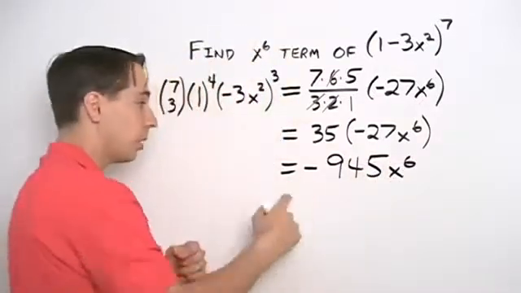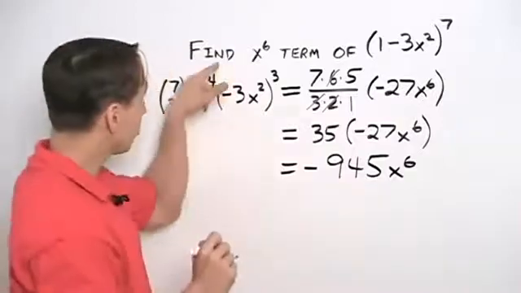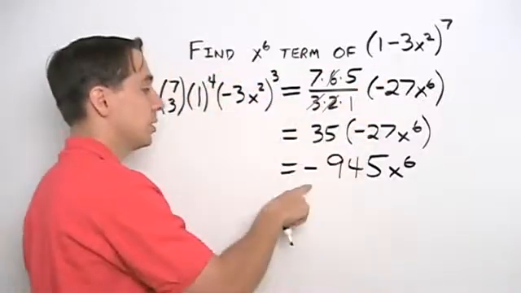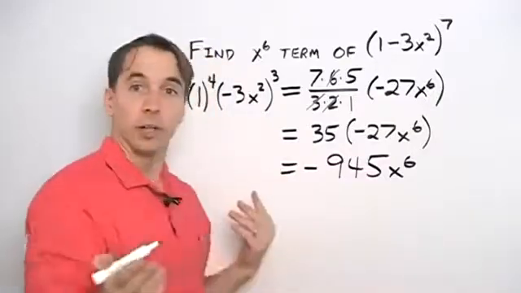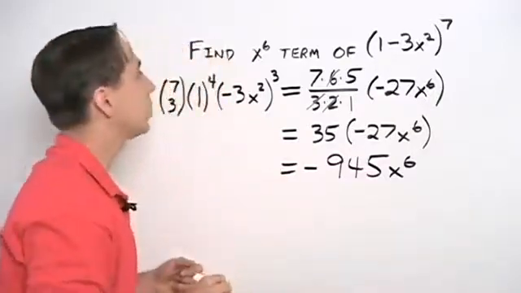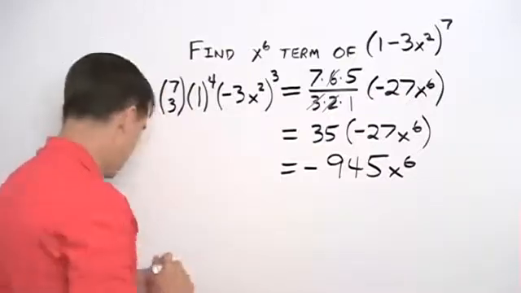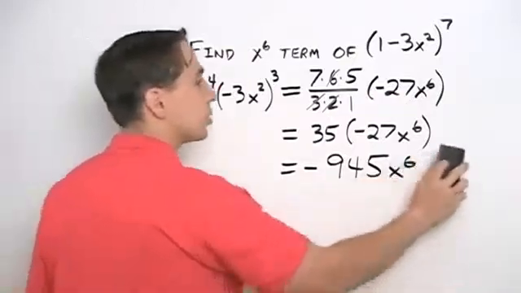And there we go. Remember our minus sign as well. So the x to the 6th term in this expansion is negative 945x to the 6th. And we didn't even have to find all the other terms, which makes us very happy. Let's try another one. Let's try one more. Make sure we have this down.